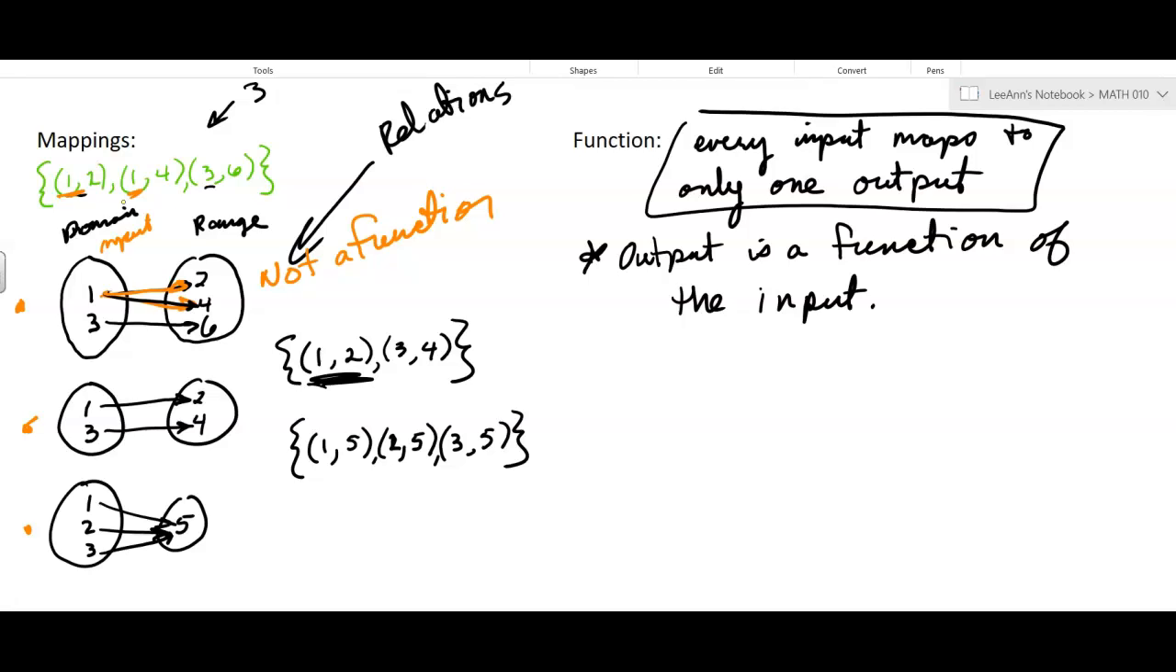All right, what about the second one? Do you think that's a function? Yes, this is a function. This one's a function because the 1 only goes one place, the 3 only goes one place. Okay. What about the last one?